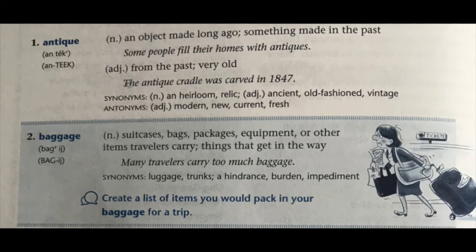Number 1, antique, a noun, an object made long ago, or something made in the past. Some people fill their homes with antiques. Also, antique adjective, from the past, or very old. The antique cradle was carved in 1847. Number 2, baggage, noun, suitcases, bags, packages, equipment, or other items travelers carry, or things that get in the way. Many travelers carry too much baggage.